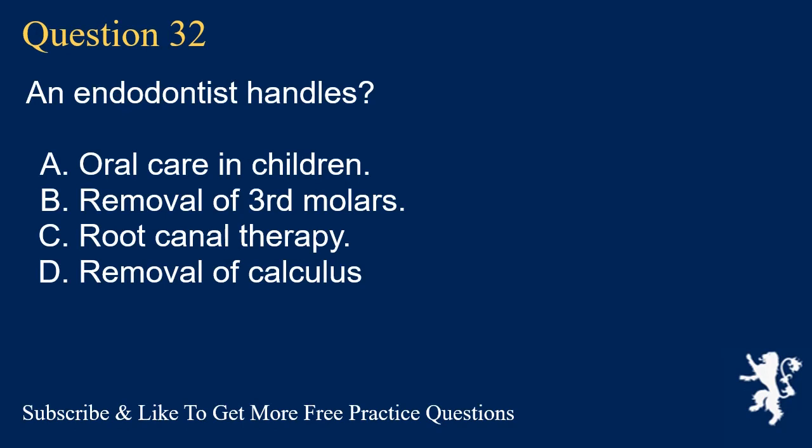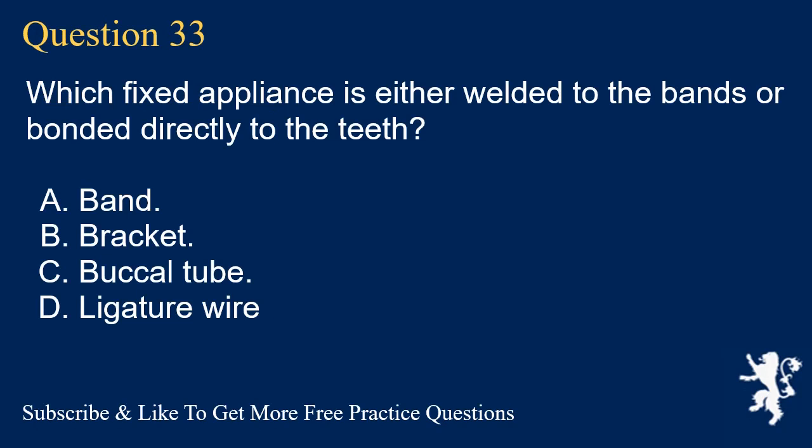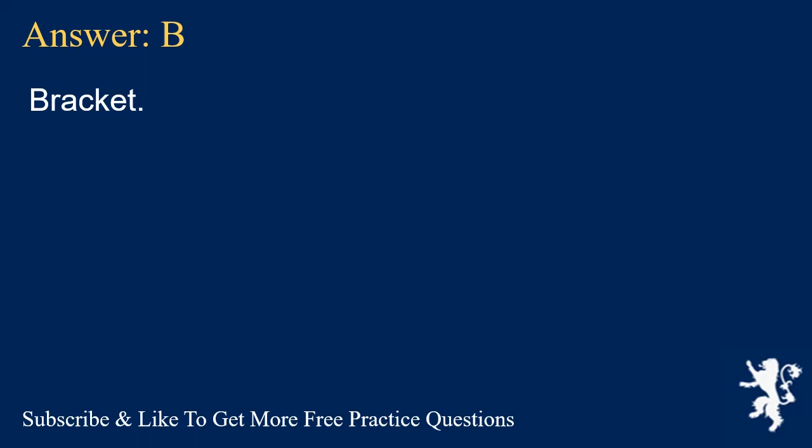An endodontist handles? A. Oral care in children. B. Removal of third molars. C. Root canal therapy. D. Removal of calculus. Answer, C. Root canal therapy. Question 33. Which fixed appliance is either welded to the bands or bonded directly to the teeth? A. Band. B. Bracket. C. Buccal tube. D. Ligature wire. Answer, B. Bracket. Question 34.